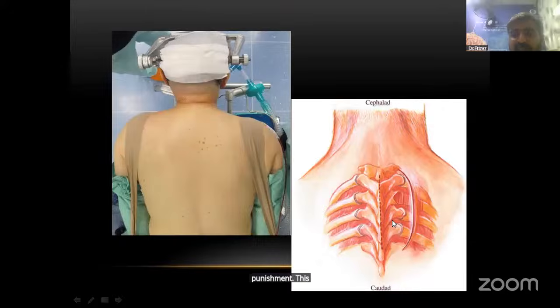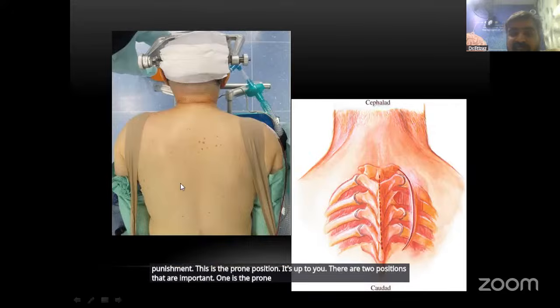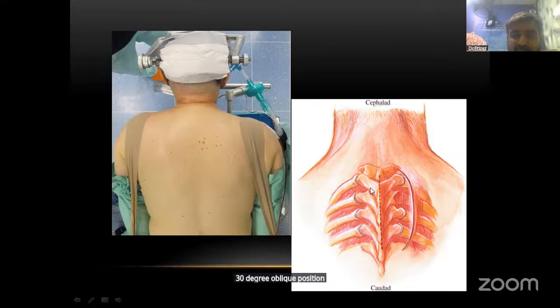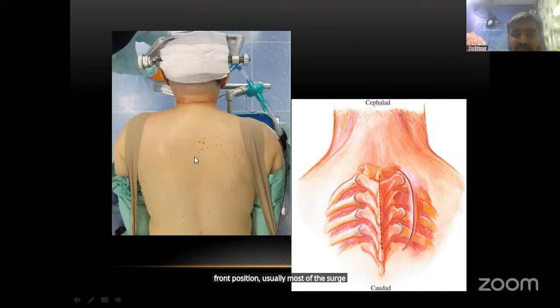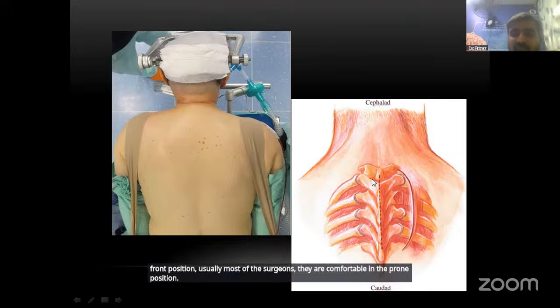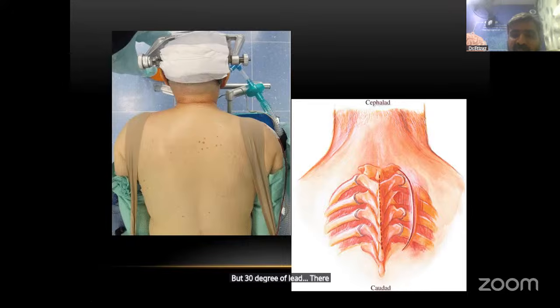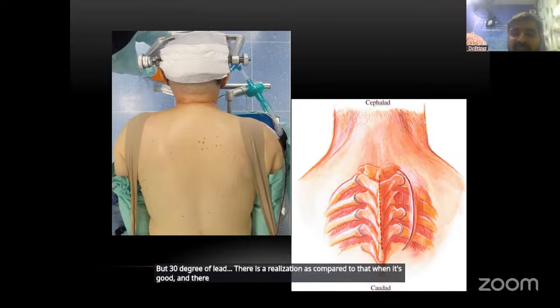This is the prone position. It's up to you. There are two important positions: one is the prone position and the second is the 30-degree oblique position. It's up to you which position the surgeon is comfortable in. Most surgeons are comfortable in the prone position. But with the 30-degree oblique position, the visualization is good and there is gravity, so there is less chance that the space will be filled with bleeding.